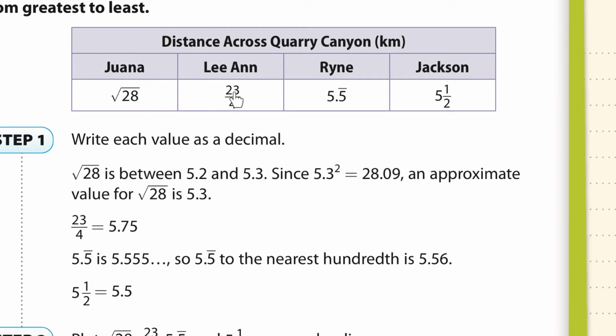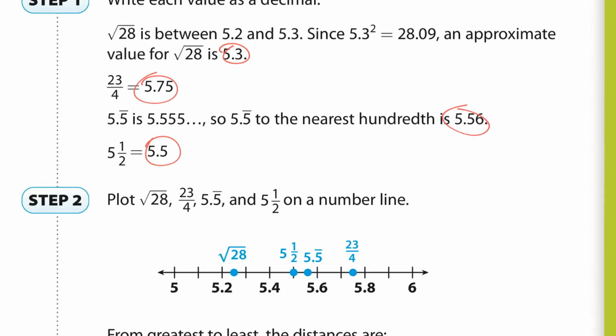Now 23 divided by 4 is 5.75. That's not too hard to do. 5.5 repeating, okay, 5.55 or rounded is 5.56. And the last one is 5.5. We're going to use these to order them. See, that's how we have this here.